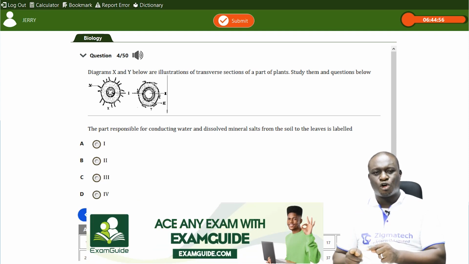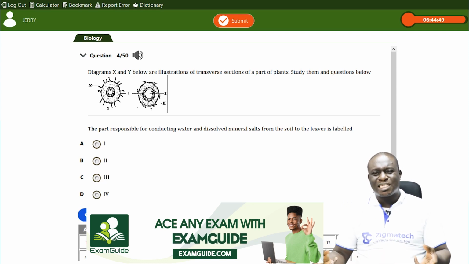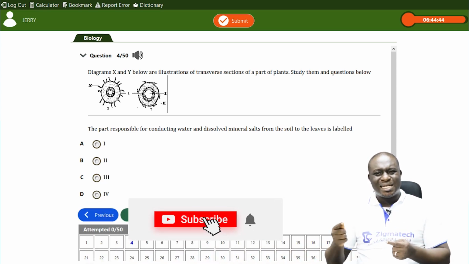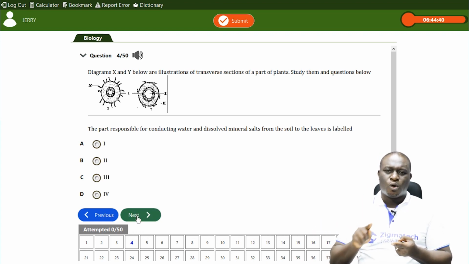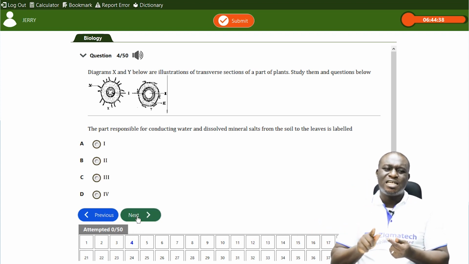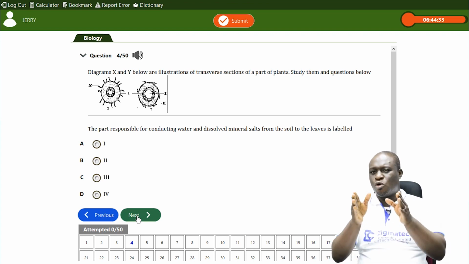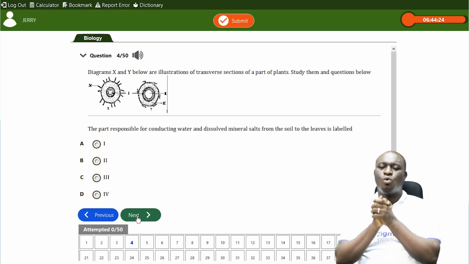But in terms of conduction or transportation of water and dissolved mineral salts, it takes place from the roots. The root hairs absorb it, and then the xylem tissue aids the conduction or the transportation of this water and dissolved mineral salts. Now, from what we have there in the diagram, the correct answer to this question is option A, which is Roman figure 1.